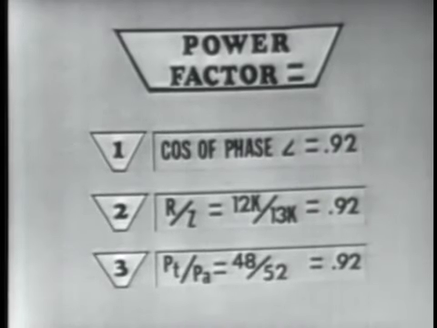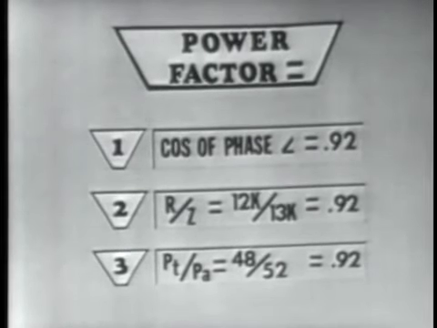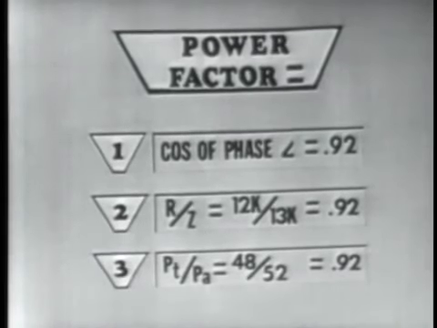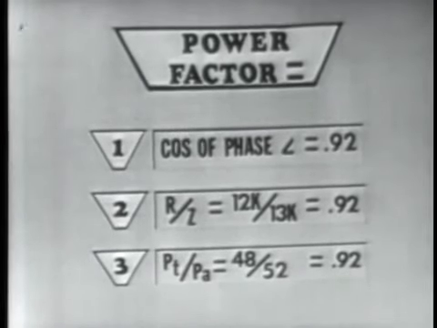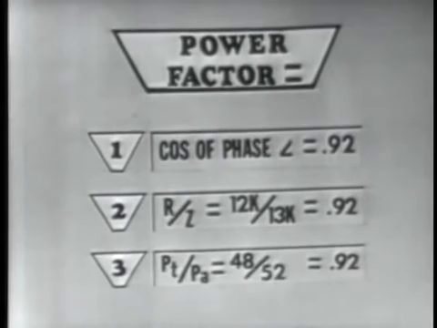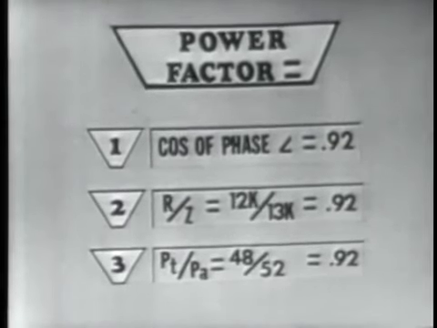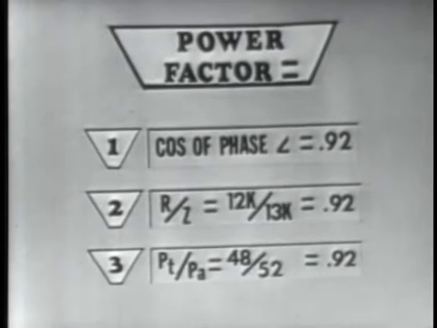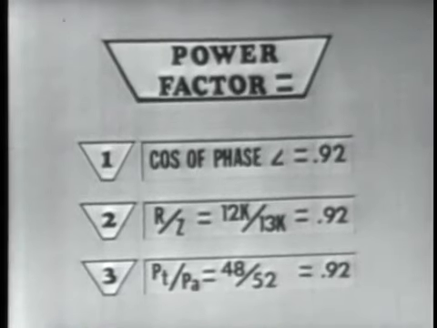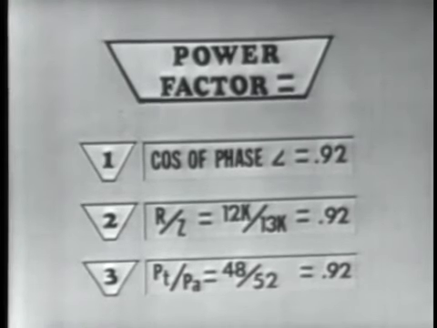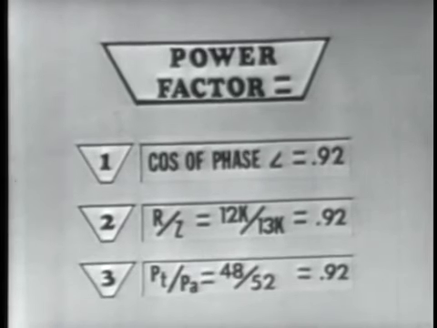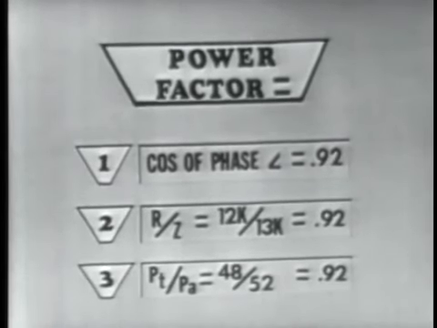Now, also in formulas 2 and 3, if you know any two known quantities, for example, if you know R and Z, of course you can calculate power factor. But let's say you wanted to solve for impedance and you knew power factor and R, you could transpose your formula and solve it in terms of Z. Likewise, you could do the same thing with formula number 3. If you knew any two, you could solve for the third.